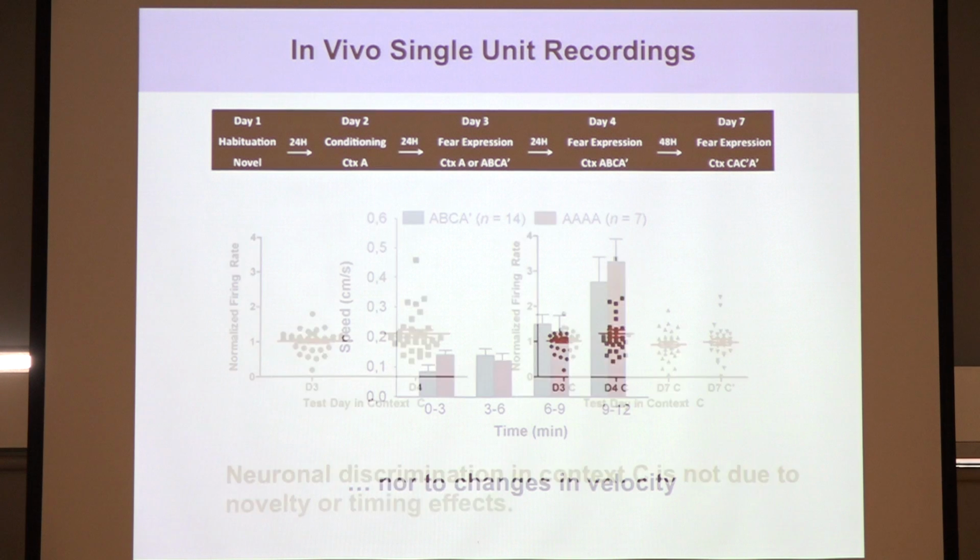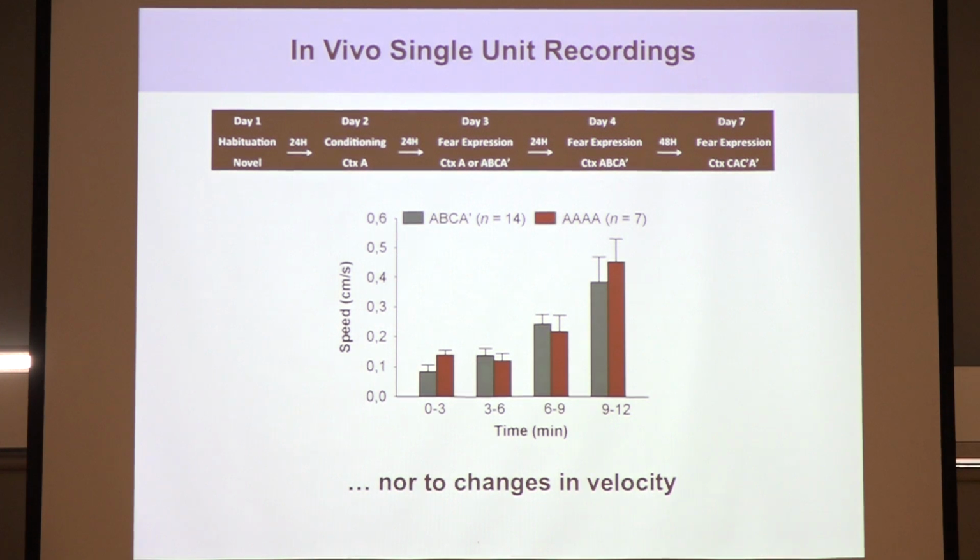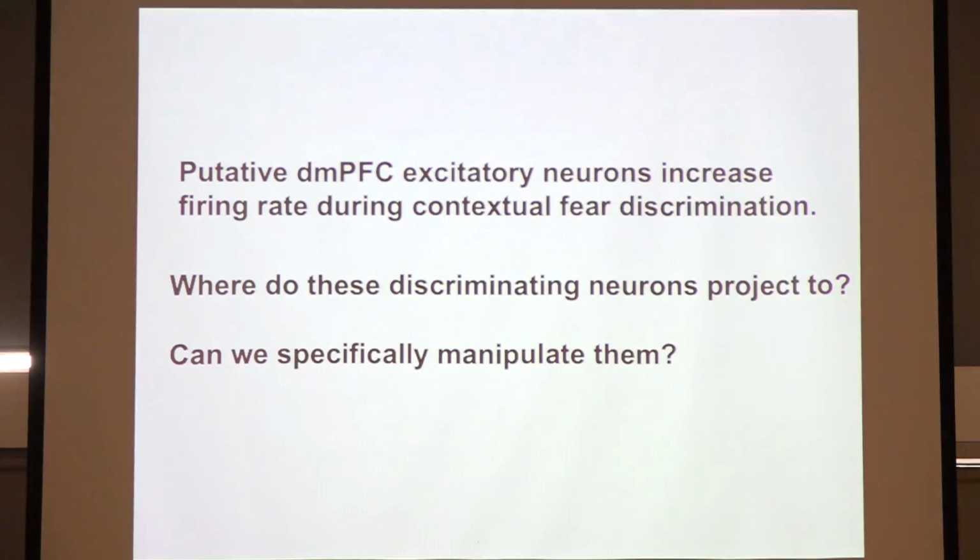And to control for that, we looked at the velocity, the speed of the animal, during the non-freezing period in the A, B, C, A prime contexts. And you see that in the C context, there is no change in the velocity between the control group and the experimental group, indicating that the increase in the firing rate during discrimination is not due to a change in the speed activity of the animals during the non-freezing period. So this demonstrates that putative prefrontal neurons increase their firing rate during contextual fear discrimination.